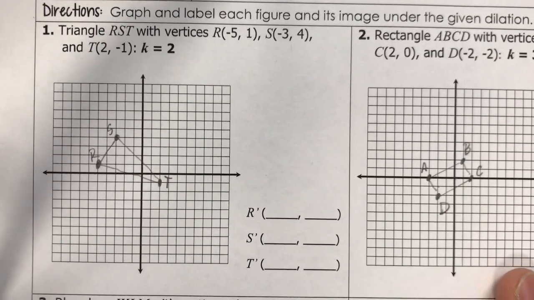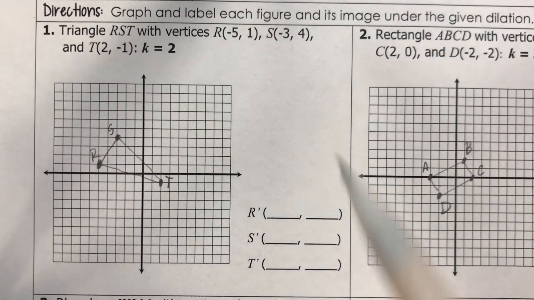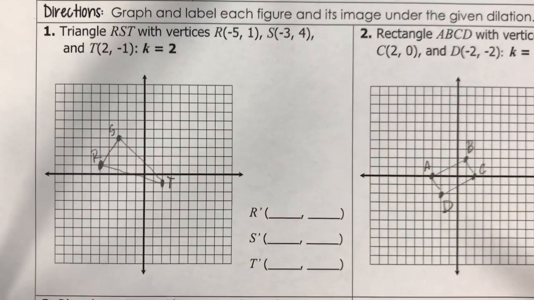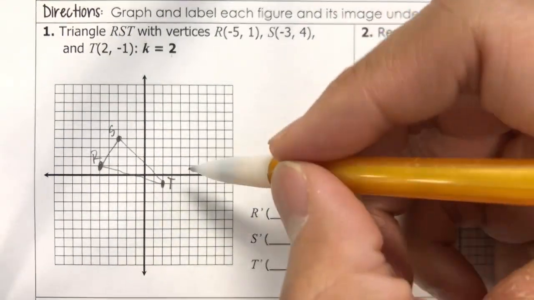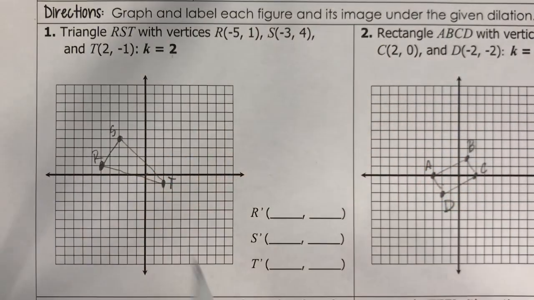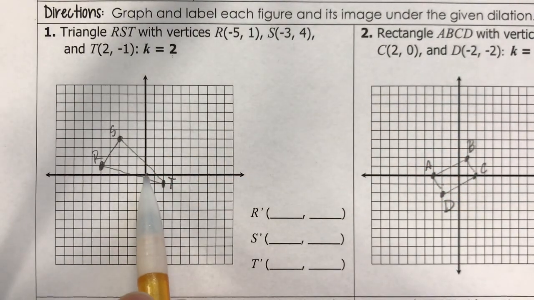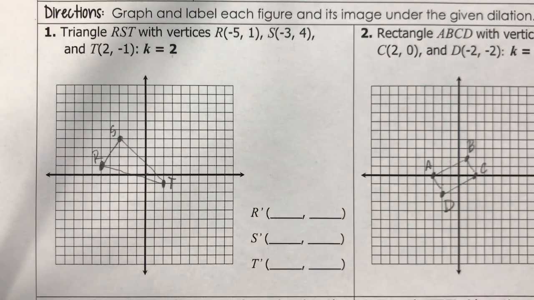So here's number 1. We're going to graph and label the figure and its image under the dilation. Here's my pre-image already graphed. They want us to dilate it by 2. With the graphing, that's easy because we always start at the origin. You're going to count from the origin, left, right, up, down, and we're going to do it twice.